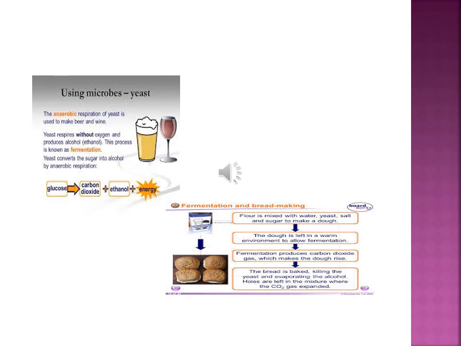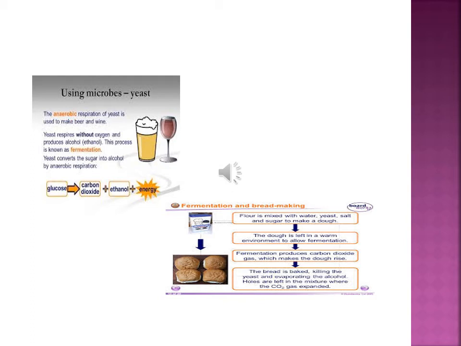A few examples of anaerobic respiration. Yeast can respire anaerobically. Yeast is a single-cell fungus. It feeds on the sugar present in the food, and it respires anaerobically and releases energy. It has been used by human beings in various industries.